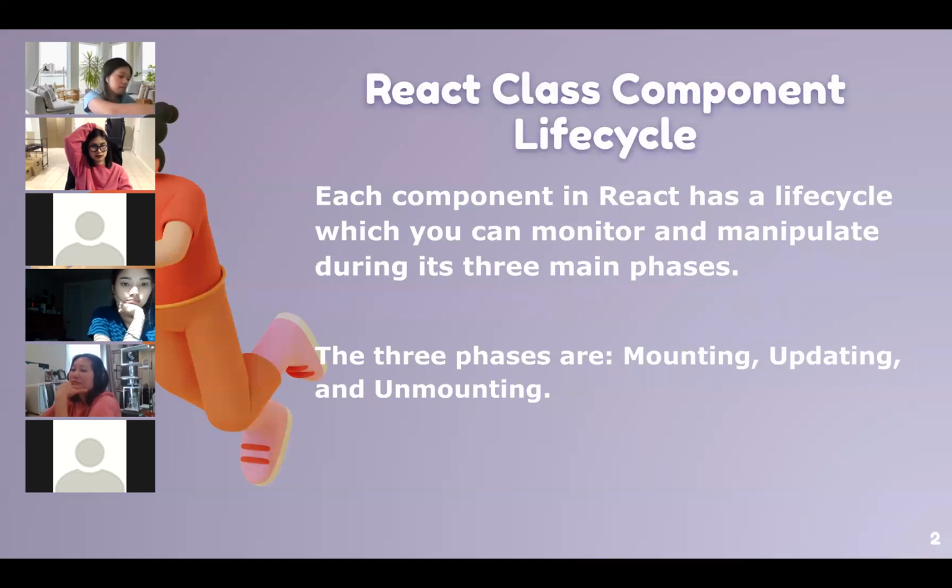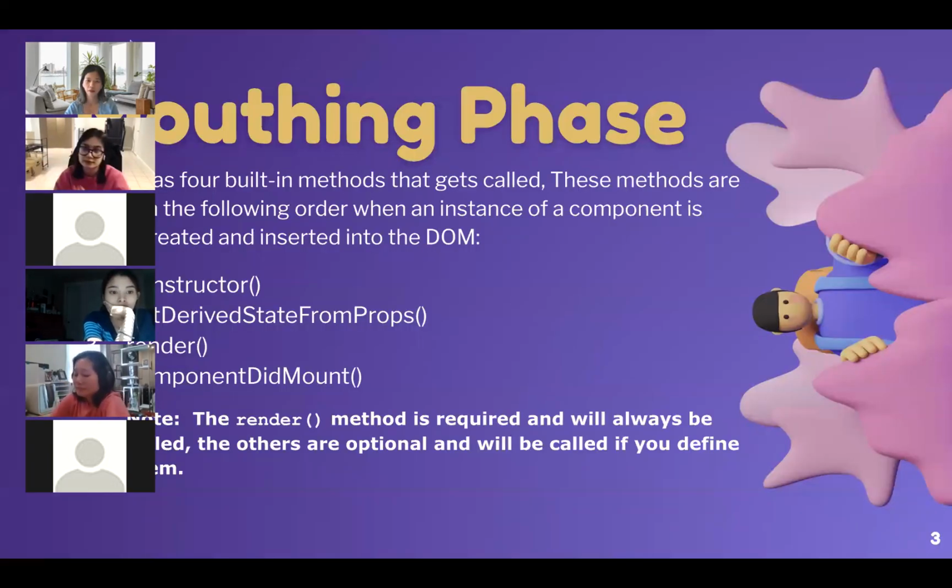Each component in React has a lifecycle which you can monitor or manipulate. I think there are more than three phases, but I will focus only on the three main phases in React. That's good enough for us to understand the lifecycle of the React class component. So the three phases are mounting, updating, and unmounting. Those are the only phases that I'm going to talk about.